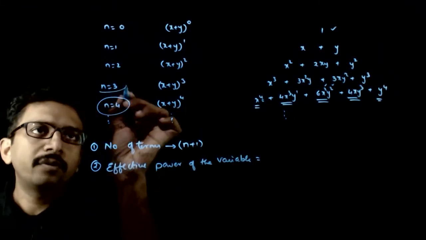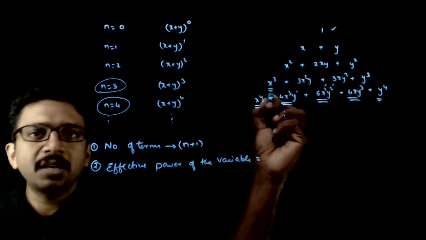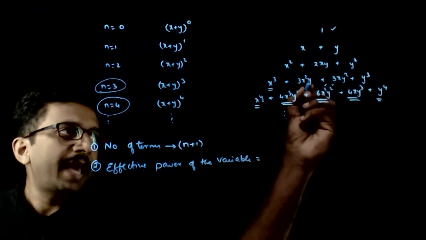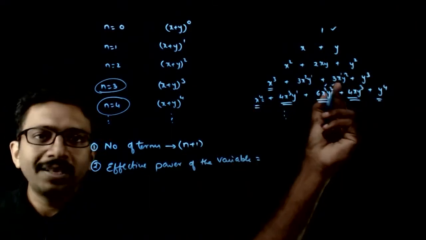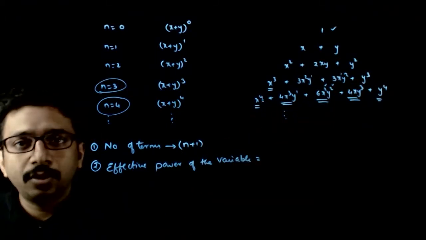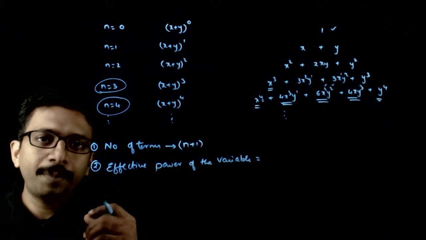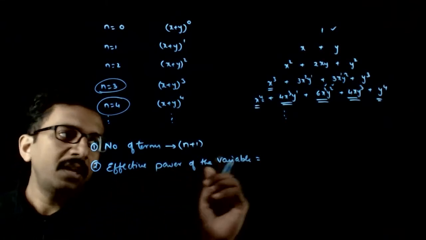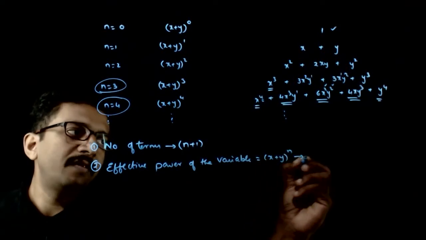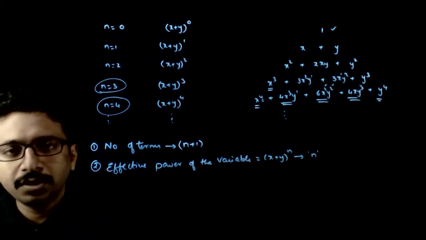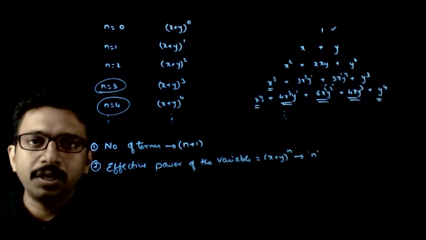And if you go to the expansion of (x plus y) whole cube for n is equal to 3, if you observe, the first term is x cube, the effective power is 3. x square into y power 1, the effective power is 3. x power 1 into y square, the effective power is 3. y cube, the effective power is 3. So on. If you observe this very important pattern, the effective power of variable in the expansion of (x plus y) whole power n is always equal to n. So, you won't get any other term whose effective power is not equal to n.